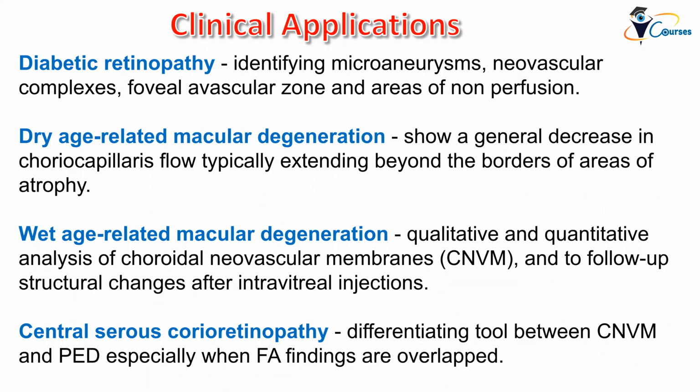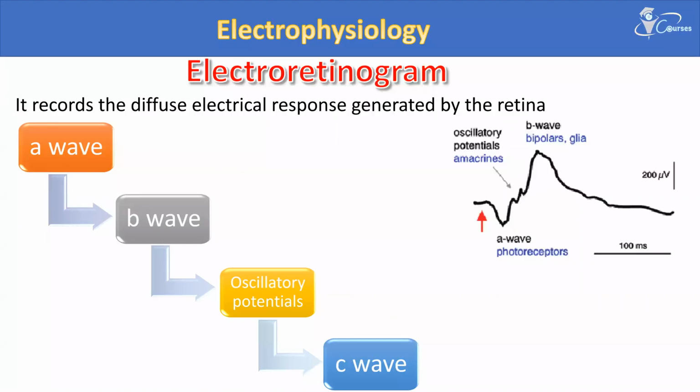Finally, let's come to the final investigation, which is the electrophysiology. Electrophysiology is a way to record the electrical activity from the retina, divided by different layers. So we are just measuring the electrical response from the retina. There are different ways to measure that. The first one is called the electroretinogram. The electroretinogram measures the mass response from the retina in the form of an electrical impulse.